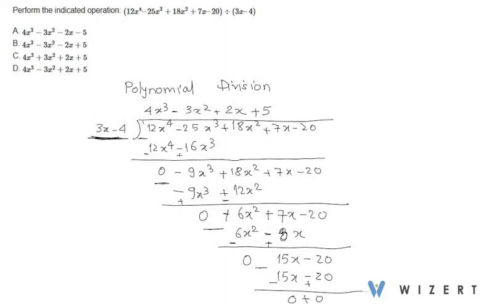So the division is 4x cube minus 3x square plus 2x plus 5. So answer is option D.